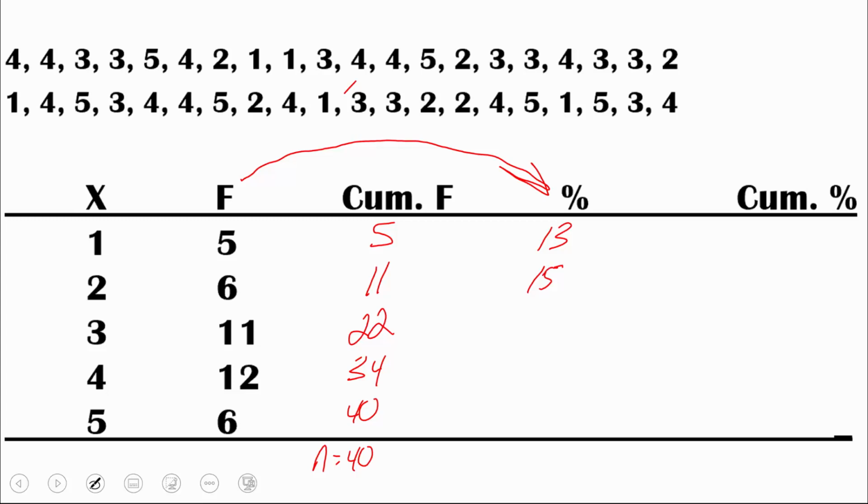What percentage of students earned a 3? There are 11 students who earned a 3 relative to 40 students. So I'll divide 11 by 40. And that equals 0.275. We're going to round that to 28%.